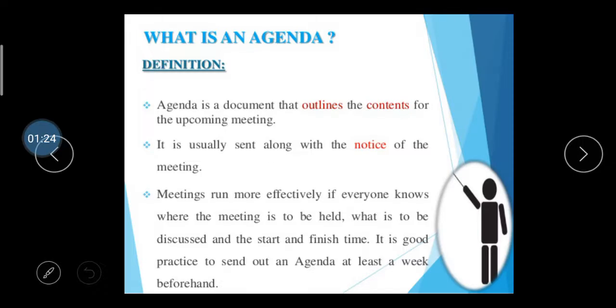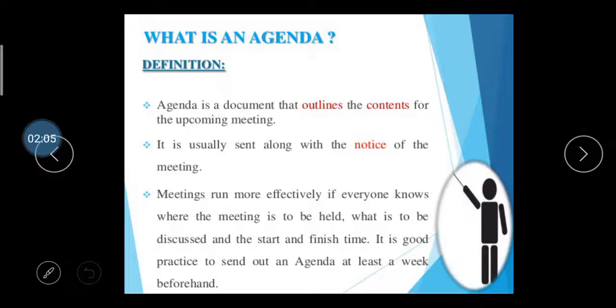So here is the definition of the agenda. An agenda is a document that outlines the contents of the upcoming meeting. It gives information to the participants of the organization, for example stakeholders, shareholders, employees, the board of directors, and the CEO. It gives the total information regarding the meeting which will be conducted in the future. It is usually sent along with the notice of the meeting.